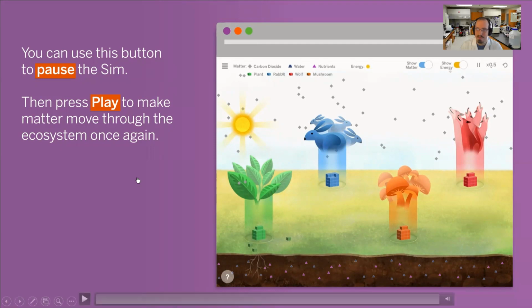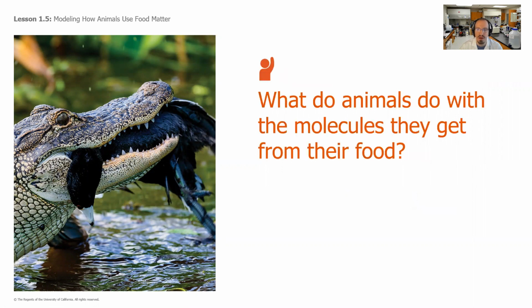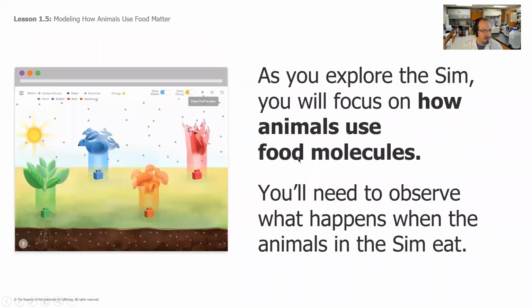So let's keep going. We know where animals get the food molecules they need for growth. They get those from the body molecules of plants and animals that they eat. So what do animals do with the molecules that they get from their food? What do we think? Okay, so those were your initial thoughts. We're going to be continuing to explore that for the rest of the lesson, so hopefully we can have a little bit of an improved answer by the end.